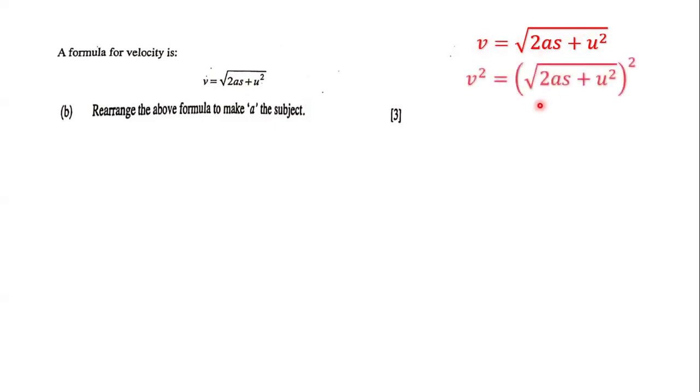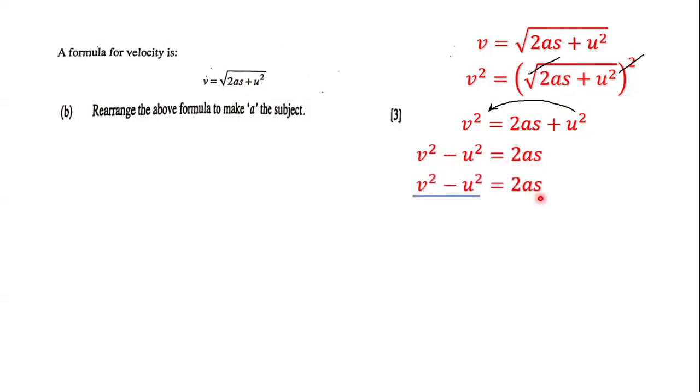of 2. And so we have v squared, and we have this expression raised to the power of 2. And so we are able to cancel out the square root with the power of 2. So we cancel those two out. So we are left with v squared is equal to 2as plus u squared. Next, we're going to take u squared and send it over the equal sign. And so what we have is v squared minus u squared is equal to 2as.